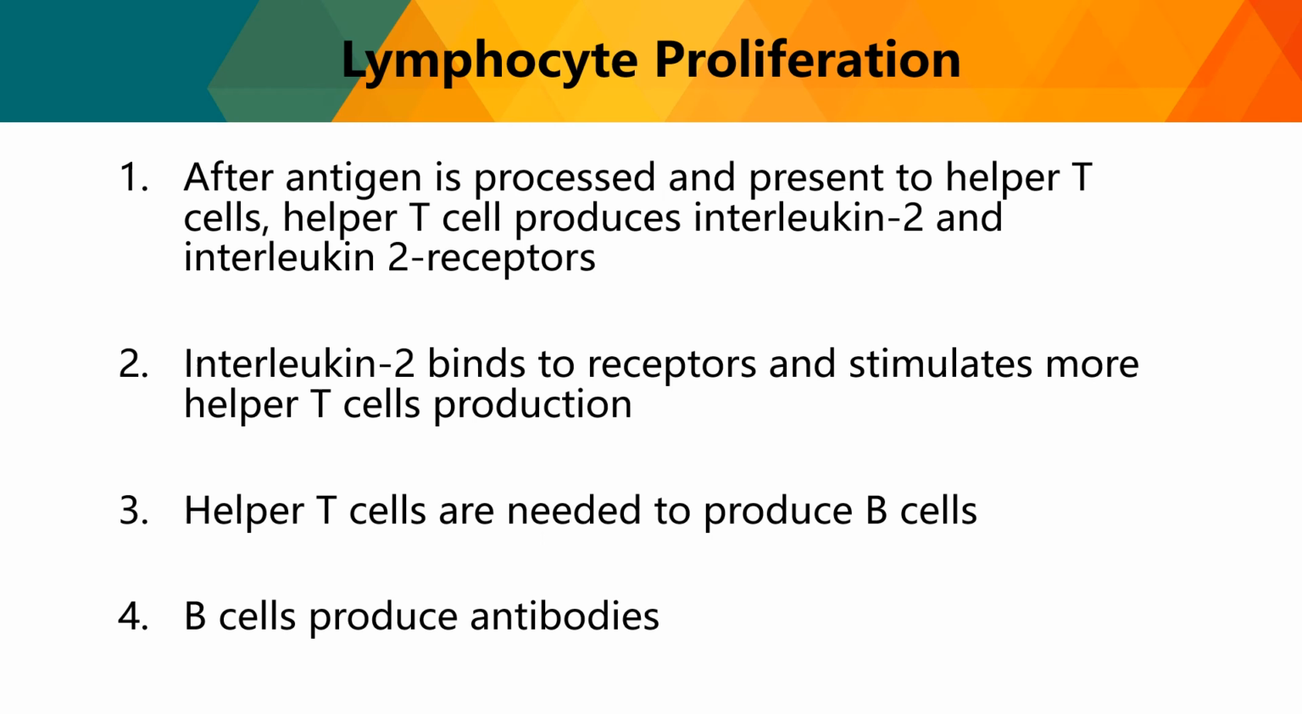Next we have your lymphocyte proliferation. After antigen is processed and presented, helper T cells produce interleukin-2 and interleukin-2 receptors. The interleukin-2 binds to receptors and stimulates more helper T cell production, and helper T cells are needed to produce B cells. And B cells produce antibodies.